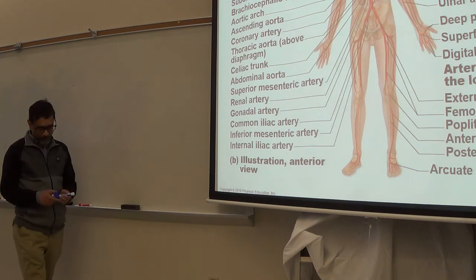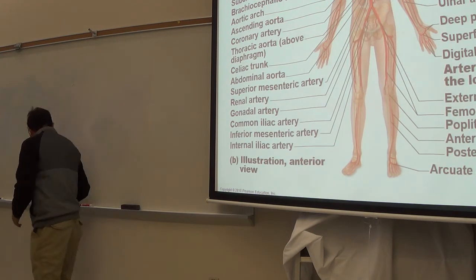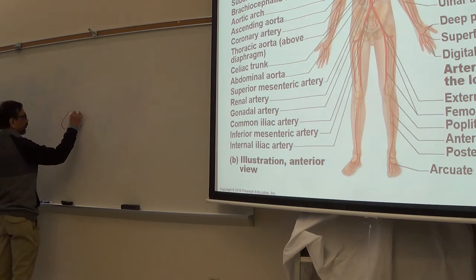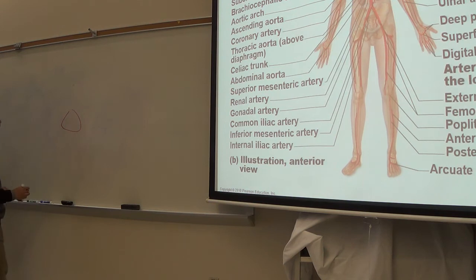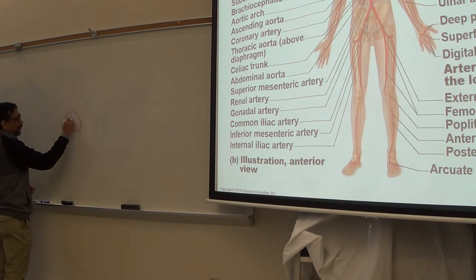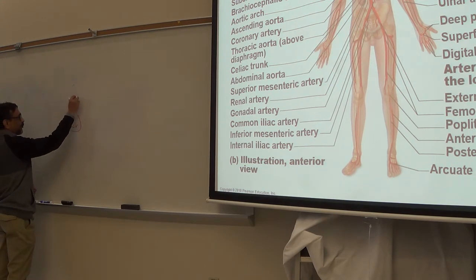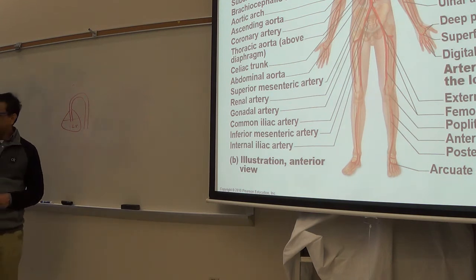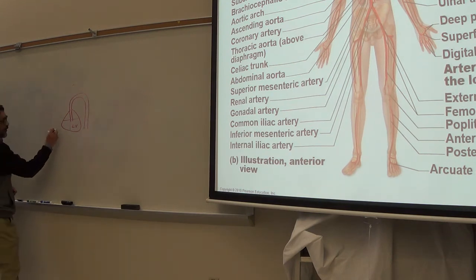Okay, so let's start from the heart. This is the heart, okay? This is the left ventricle. And this is the aorta. You have already seen aorta, right? In the heart model, did you see the aorta? Okay. This is the diaphragm.